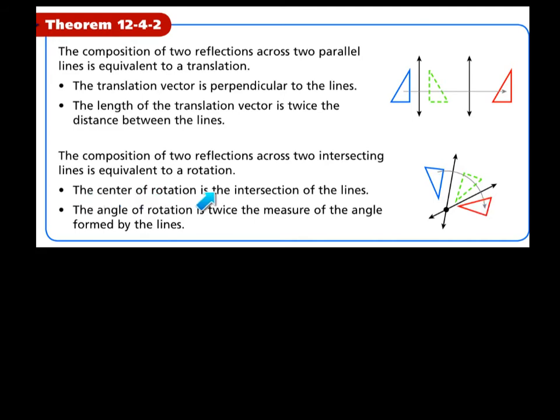Now the center of rotation is the intersection of the lines. So this dot right here where the lines intersect, that's your center of rotation. The angle of rotation is twice the measure of the angle formed by the lines. So if you actually measured this angle, let's say it was 30 degrees, then your angle of rotation would be 60.